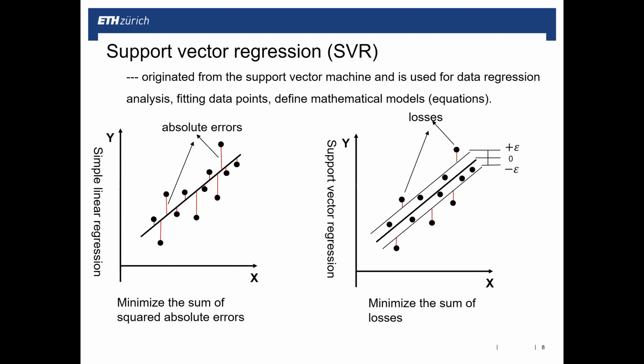And the support vector regression is different. It introduces this error band. That means all the samples located in this band have no loss, or there is no error. Only the samples located outside of this error band have what they call losses, which is also an error. So the goal of this support vector regression is to minimize the sum of these losses. We only care about the samples located outside of this band.